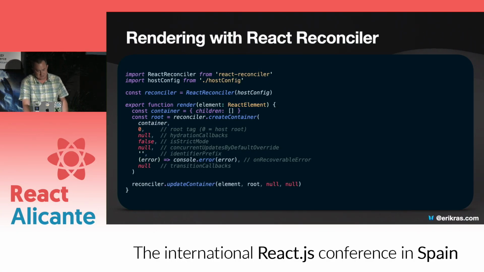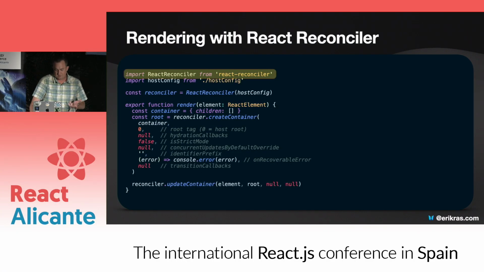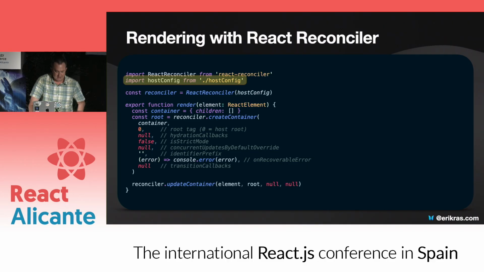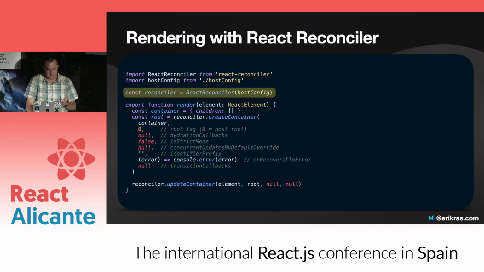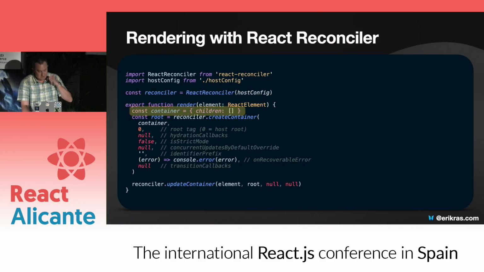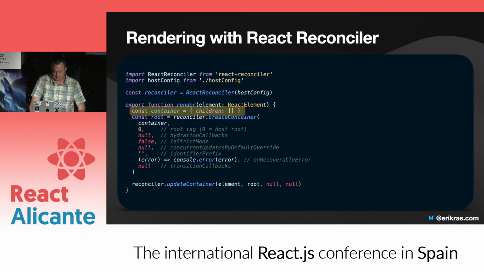So what does this look like in code? It's not as scary as it looks. We start with importing the React reconciler, and our host config, which we'll get to in a second. And then we create a reconciler with our host config. And then in our render function, we create whatever sort of container shape we want. It's totally arbitrary. And in TypeScript, it's all type safe, so that's pretty cool.